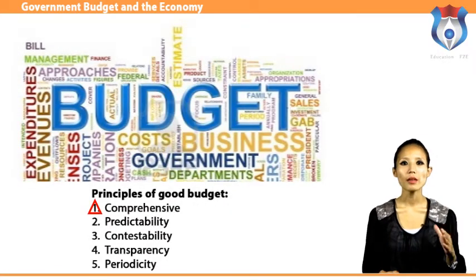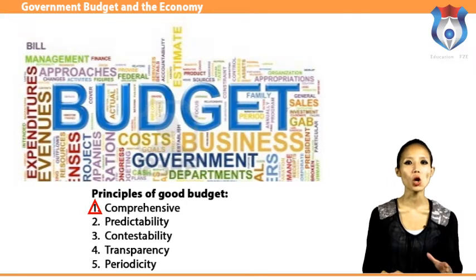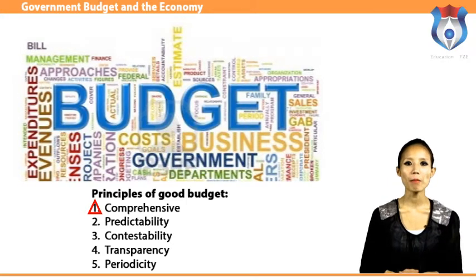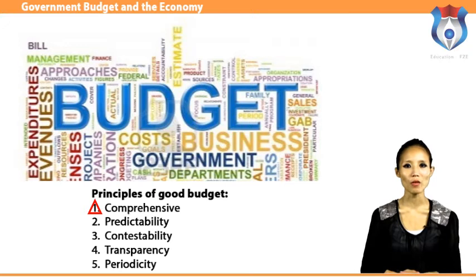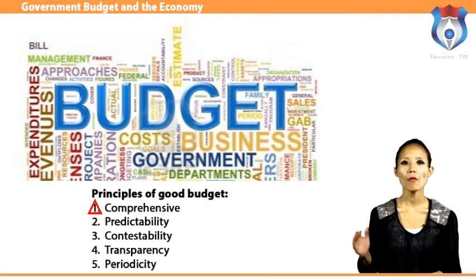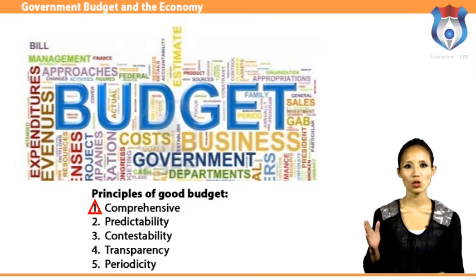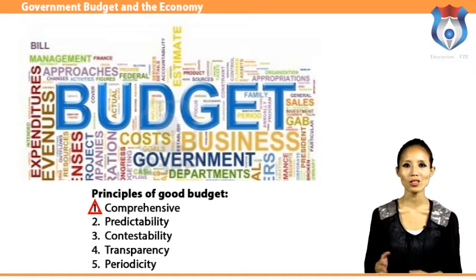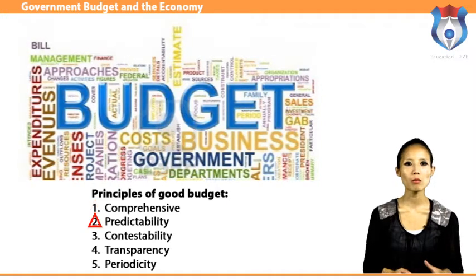Principles of good budgeting. Comprehensiveness. The budget must cover all the fiscal operations of government, encompassing all public expenditure and revenues to enable full and informed debate of the trade-offs between different policy options. Predictability.